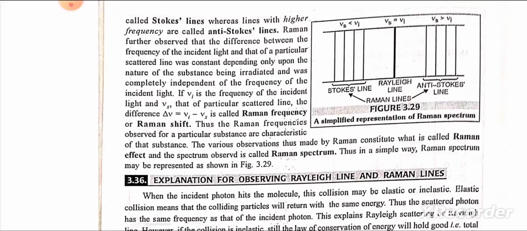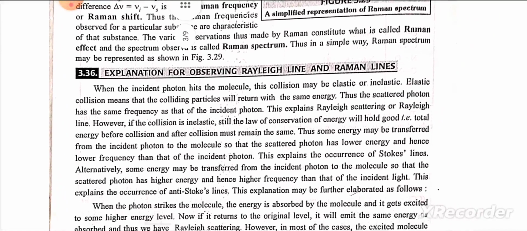The various observations made by Raman constitute what is called the Raman effect, and the spectrum observed is called the Raman spectrum. Thus, in a simple way, the Raman spectrum may be represented as shown in the figure. Explanation for observing Rayleigh line and Raman line.